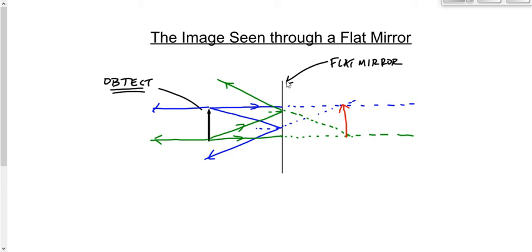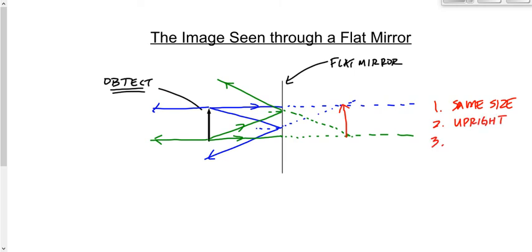What would the characteristics of this image be based on how we determined characteristics for those curved lenses last week? Number one, would it be larger, smaller, same size? Same size. When you look in a mirror in the morning, you don't look bigger or smaller, right? You look like you're the same size. Is it right side up or upside down? It's right side up. It's upright.